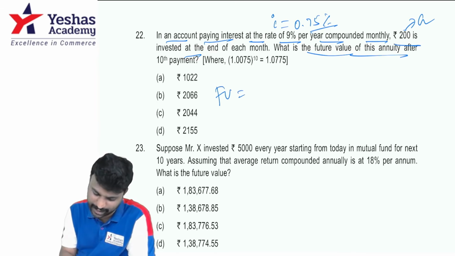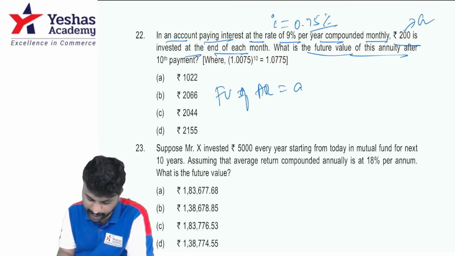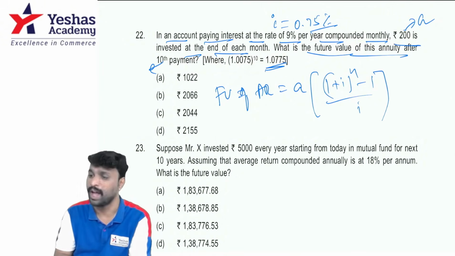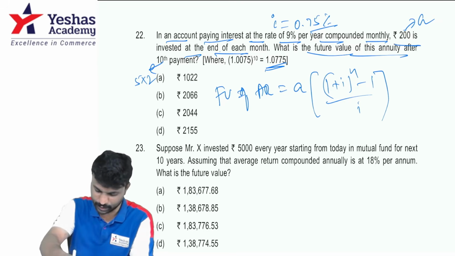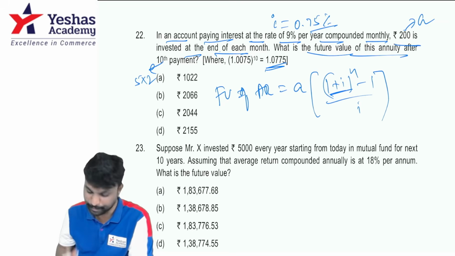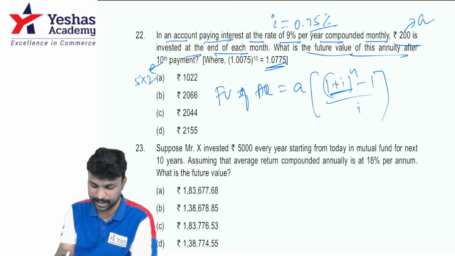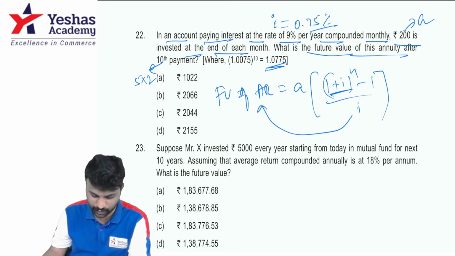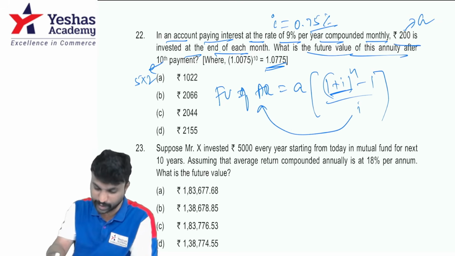FV is equal to, it's a regular only because they haven't specified anything. So it's end of each month, sorry. It's annuity regular. So A into 1 plus I whole power n minus 1 divided by I. So 1 plus I whole power n value is given, but don't take the risk. You can just find out. So 10 payments means 5 into 2. So find it out. 1 plus I is 1 plus 0.75%. Don't forget to press a percentage. Then minus 1 divided by 0.75%, and transfer it to the other side. How do I transfer it to the other side? Divide equal, sorry, into 200.